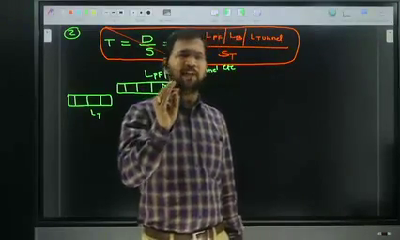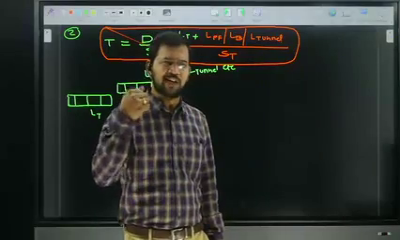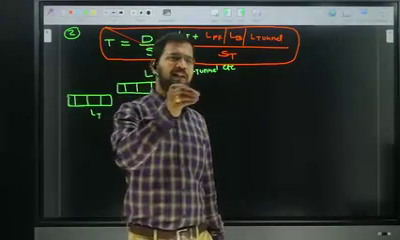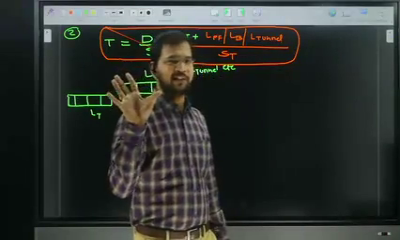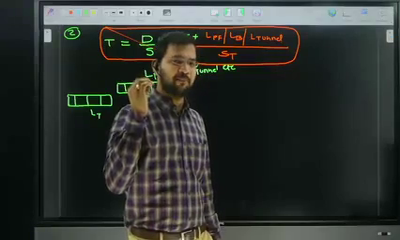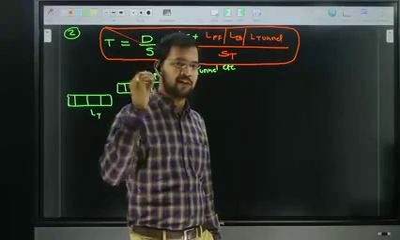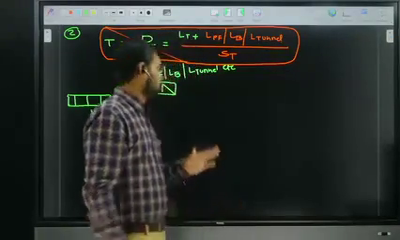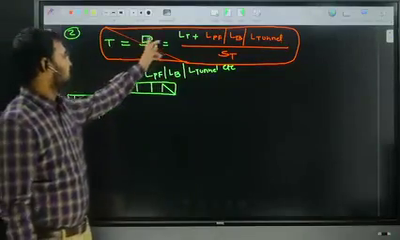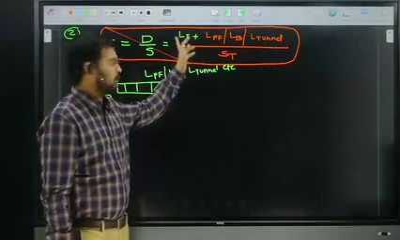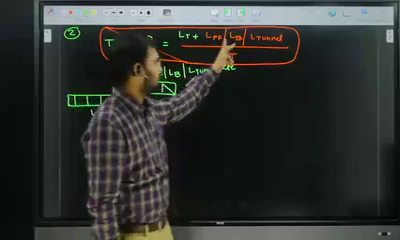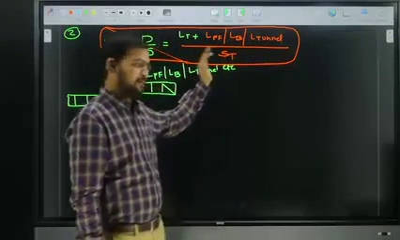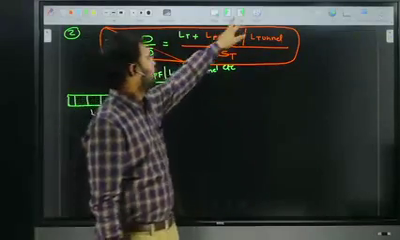If the second object has no length, just neglect it and take the length of the train itself as the distance. If the second object has some length, consider the second object's length also. So time is equal to distance by speed. Distance is nothing but the length of the train plus the length of the second object, divided by the speed of the train. Okay?